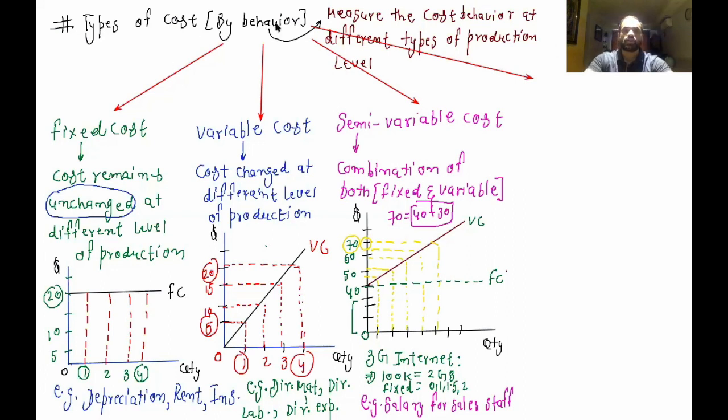Let's move on to the fourth type of cost. So we have 1, 2, 3, 4. The fourth type of cost is a step cost.